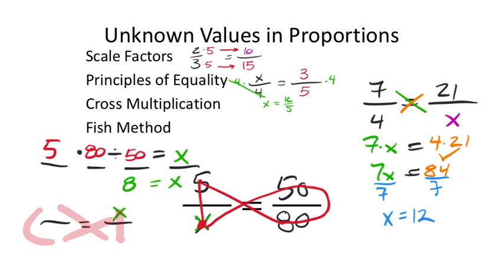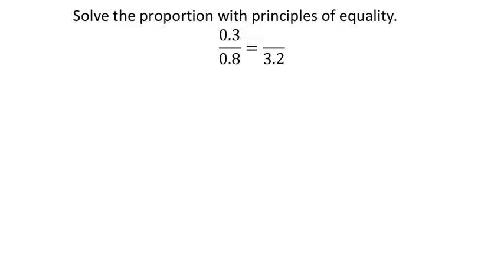So some fishes, like you see this one, face to the right. This one, sometimes you'll see that it's faced to the left. I like this fish method, but not all students do, and that's okay too. Like this one. So solve this proportion specifically with principles of equality.